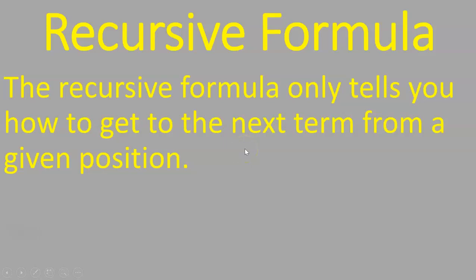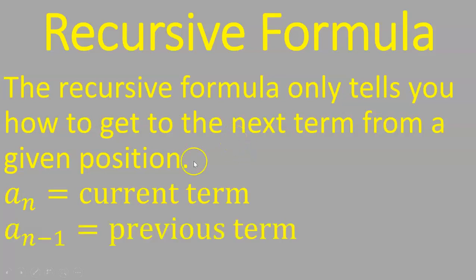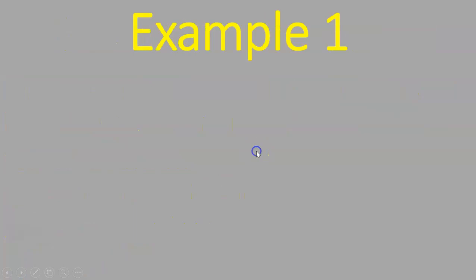So understand the role of the recursive formula. A sub n is the current term, just like it would be in the explicit formula. And then a sub n minus 1. When you see a sub, so sub for subscript, n minus 1, you know you're dealing with the recursive formula. It stands for the previous term. And then this is the recursive formula for a geometric sequence. It's the previous term times r.